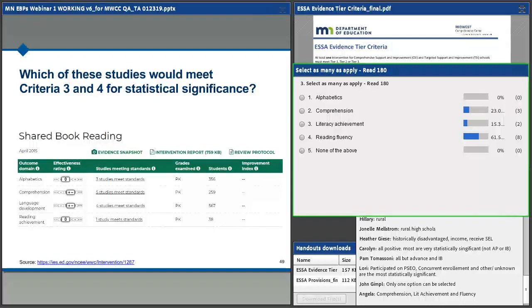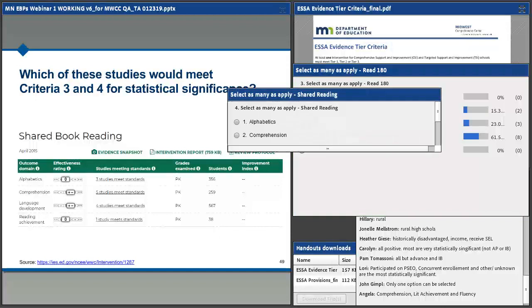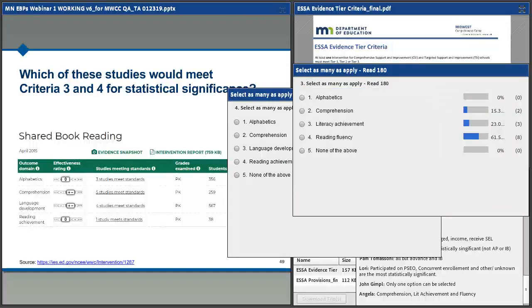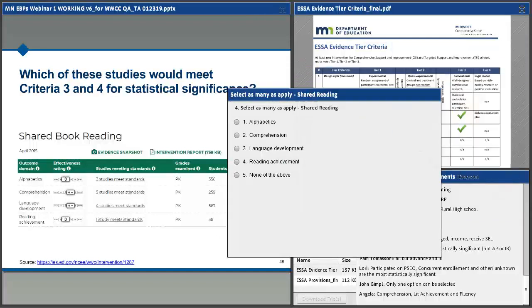So likewise, looking at this shared book reading intervention and looking at the results here, which of these interventions would qualify for criteria 3 and 4? We're going to put up another poll question here. It's actually a separate, there we go. If you could respond to this poll question that indicates shared reading.